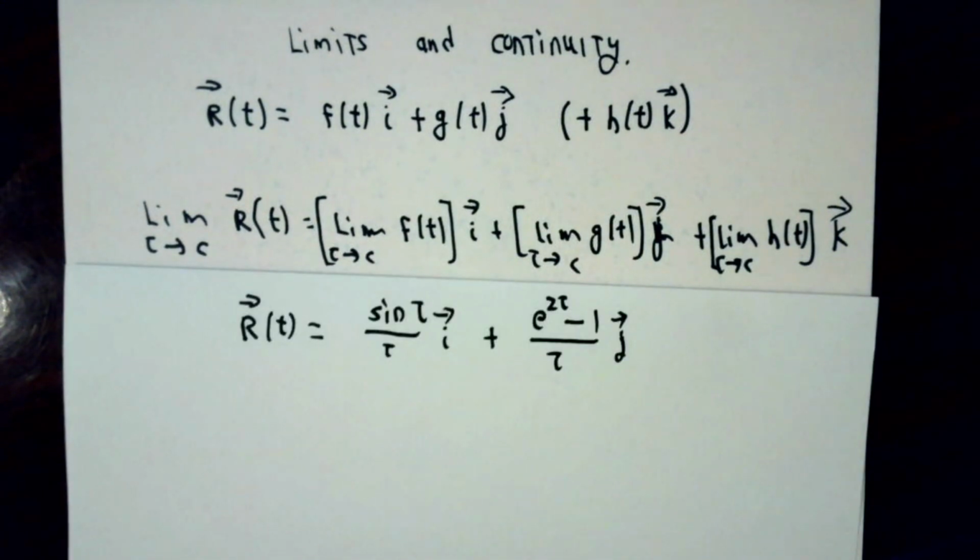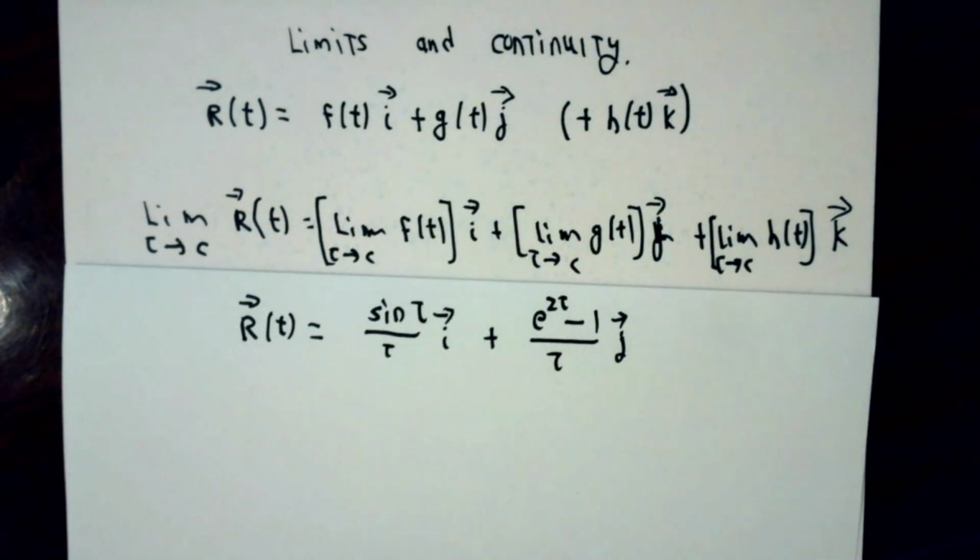As an example, think about r of t being sine of t over t i plus e to the 2t minus 1 over t j. If you look at the two functions individually, sine of t over t and e to the 2t minus 1 over t, thinking about this from the Calculus 1 perspective, both of those functions are perfectly nice for all t values except t equals 0. R of 0 is undefined.